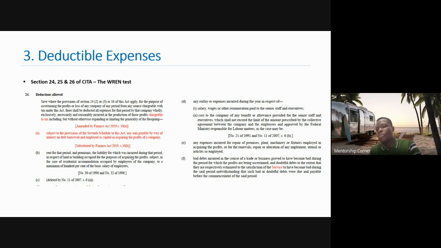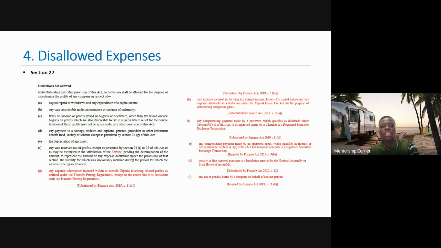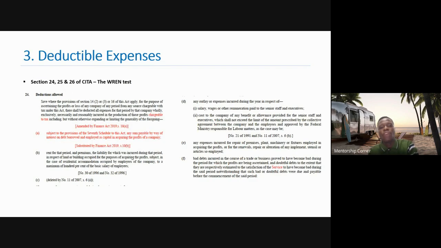So moving on, section 27. So section 24, 25, and 26. Now, I've only extracted section 24 here. Let's quickly see the tax law. Since we still have like 2 minutes more, let's quickly see the tax law for section 25 and 26.